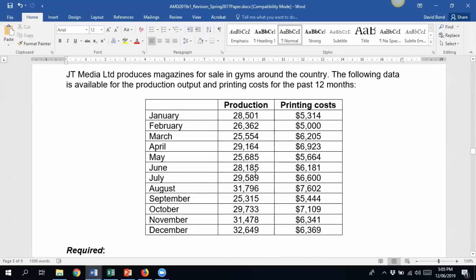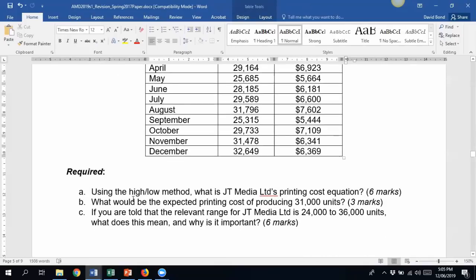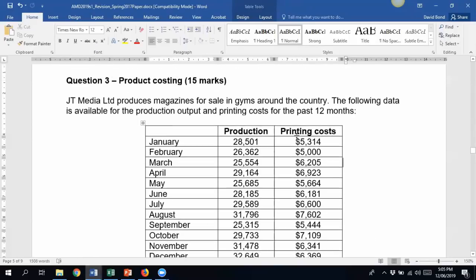So question 3, high-low. Firstly, on this particular topic, we're not worrying about absorption costing or anything like that. The high-low method is the practical component of what we're going to be doing here, and this is an example of it. Using the high-low method, what is JT Media's printing cost equation?